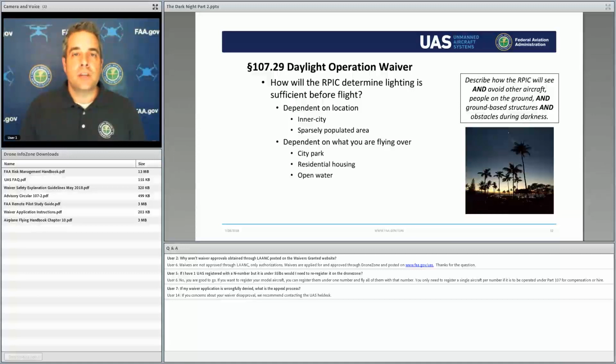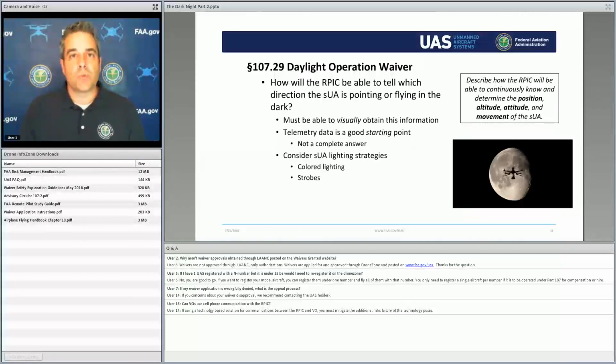It also depends on what you're flying over, city park or residential housing, or perhaps open water, where if you're flying over open water on a clear night, you may be getting some reflections off that water with your light. So as important as it is to make sure that the UAS has appropriate lighting, it's important to make sure that that lighting is adequate for the area that you intend to operate. Again, that's information that you need to help supply us so we can do a risk assessment on your waiver application.